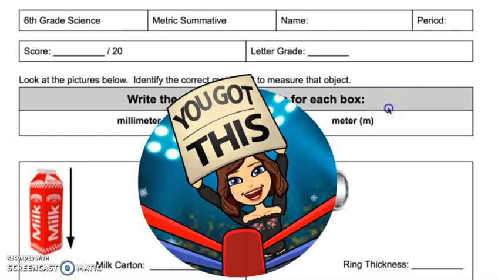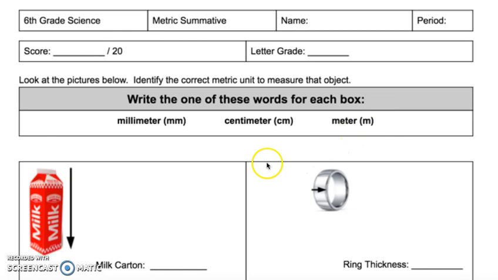Let's start. So first, you are going to look at the pictures below. There are 6 pictures for you to look at. You are going to identify the correct metric unit to measure that object. Your choices are millimeter, centimeter, or meter. Remember which one is the smallest, which one is the middle unit, and which one is the biggest. Let's take a look at the first one.